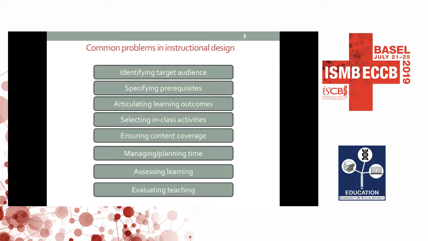We should be aware that we need to identify the target audience. Even if we are not thinking of the problem in those words, we are usually doing that in some way. Then specifying prerequisites, so we are trying to get the best audience towards the target of the course that we want. And then, of course, articulating learning outcomes. Maybe that is the one to emphasize most, that everything stems from learning outcomes. And then all the way down to evaluating the teaching, as well as assessing the learning, both during the sessions that you are having, but also after the course.